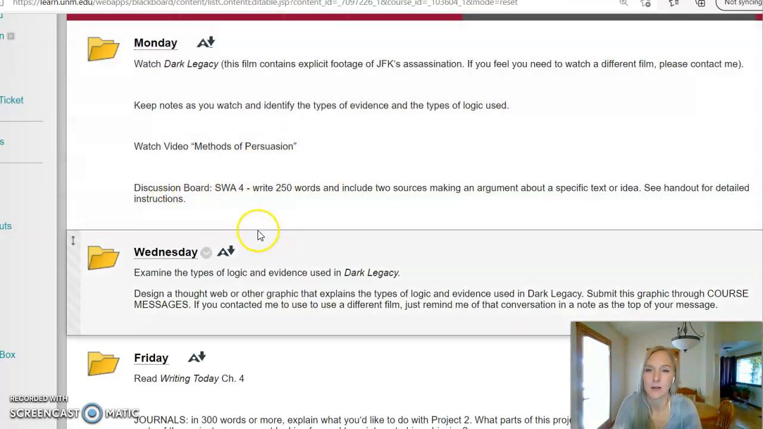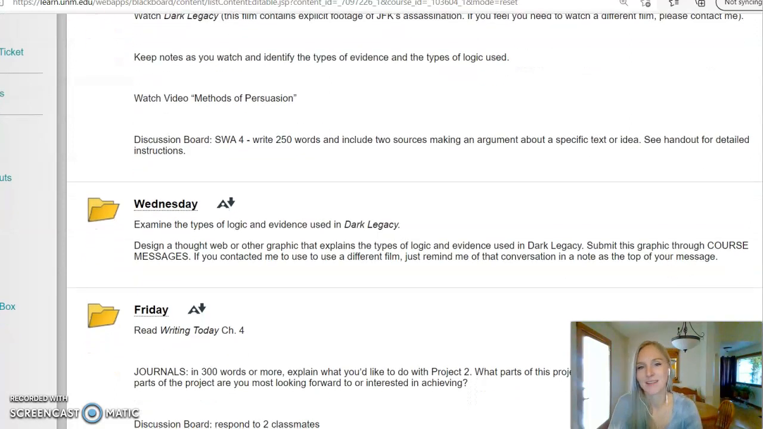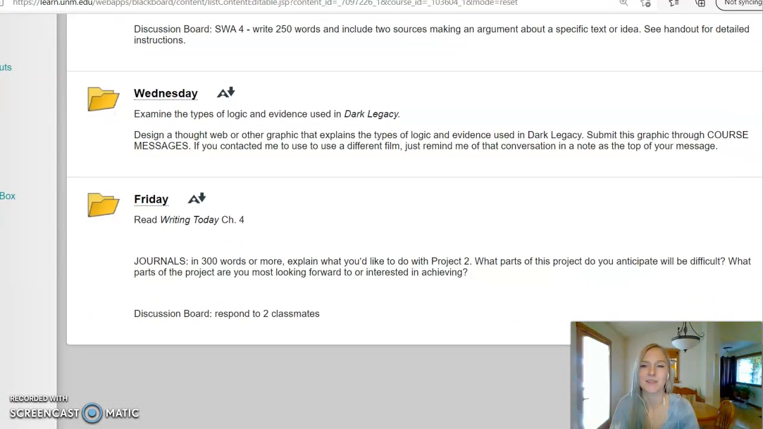And so also on Monday, you'll have SWA4, right? You're going to write 250 words and include two sources making an argument about a specific text or idea. See the handout for detailed instructions, and the handout is also in the folder. It's basically exactly what you guys have been doing, but take a look at the handout first.